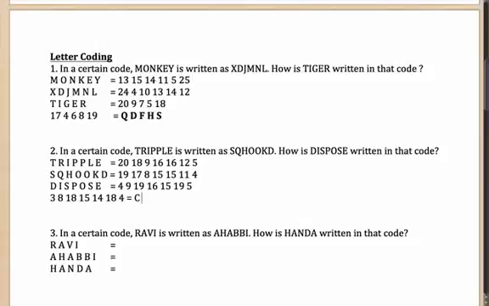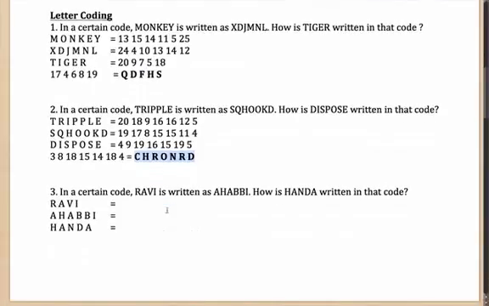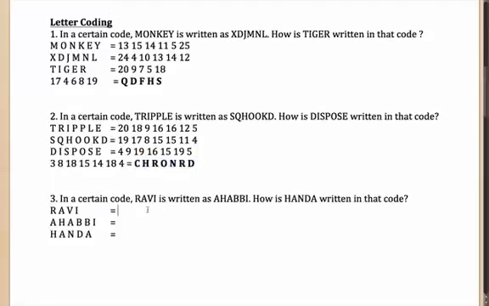And what does this translate to? This translates to C, just before I is H, 18 is R, 16 has become 15, so this will be O. Then I have 14, which is N, 18, which is R, and 4, that is D. So the code that we were looking for, dispose, will be CHRONRD.